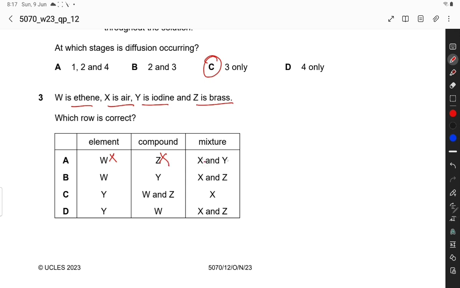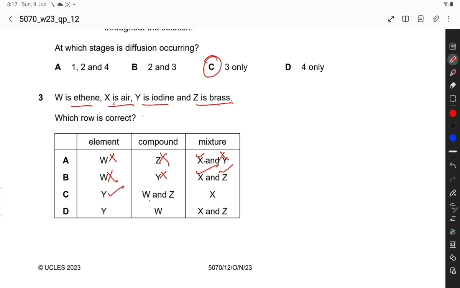Mixture X and Y. X is a mixture but Y is not a mixture, Y is an element. So W is not an element, W is a compound. Y is iodine, Y is an element. X and Z: X is a mixture and brass is a mixture, so it is correct. Y is an element, yes, it is correct.